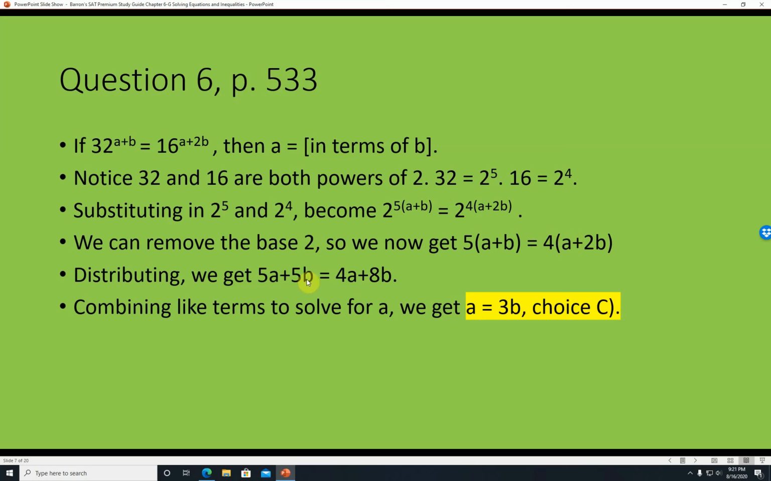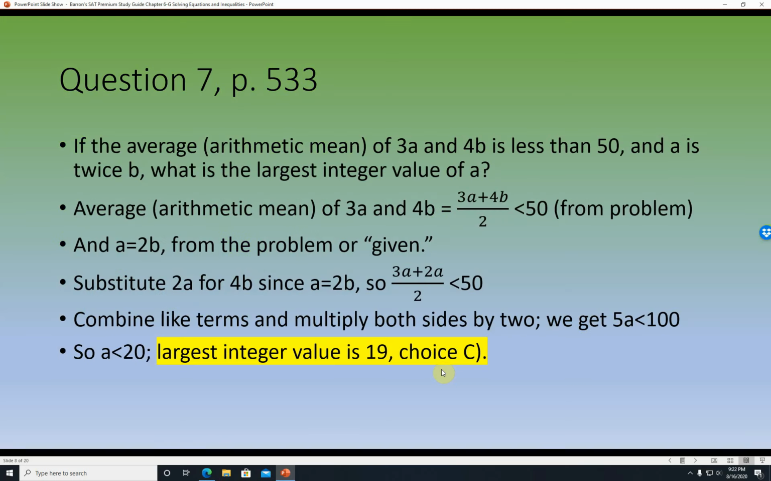So we have 5a plus 5b is equal to 4a plus 4 times 2b, which is 8b. So we combine like terms to solve for a, subtract 4a, so we get a on this side, subtract 5b, so we get a equals 3b, which is choice C.